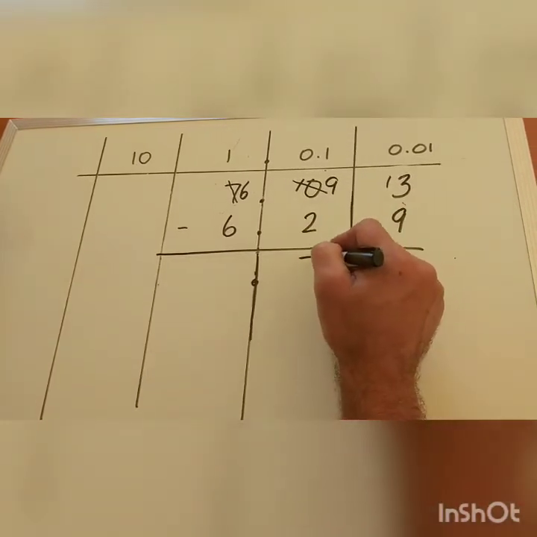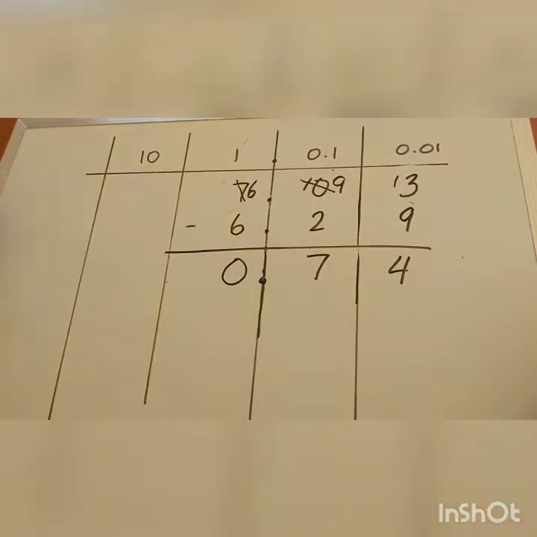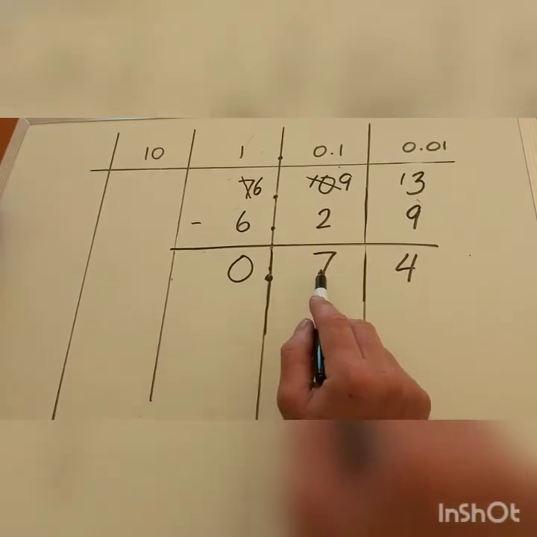9 minus 2 is 7. My decimal's on the line. 6 minus 6 is 0. Your answer for question number 1 should be 0.74.